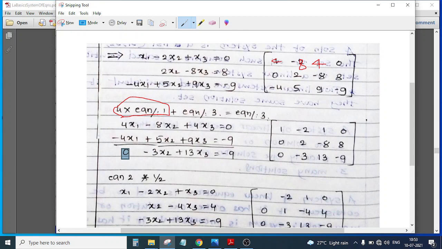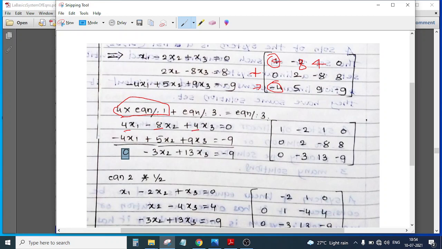Then I want to add it to equation 3. So this is my equation 3. Why will I be adding it? Once I add it, this plus 4 and this minus 4 will get cancelled. So that means here we have 4x1 minus 8x2 plus 4x3.